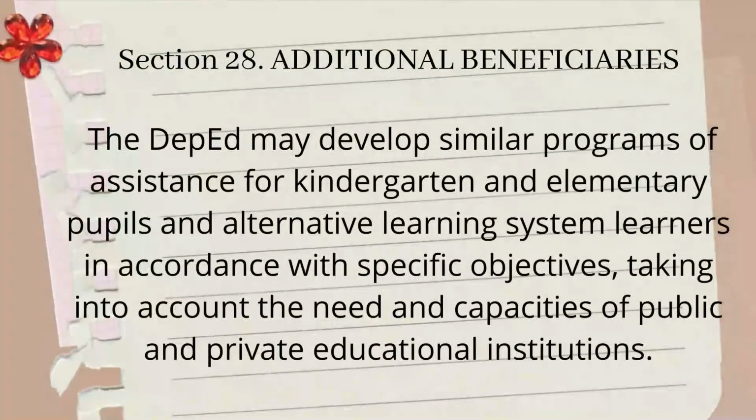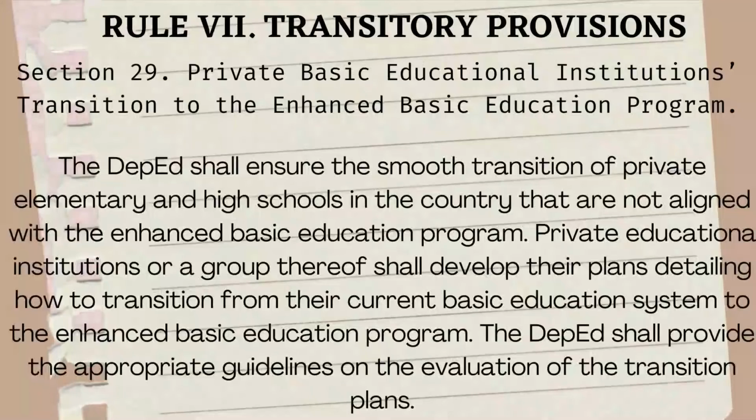Section 28. Additional Beneficiaries. The DepEd may develop similar programs of assistance for kindergarten and elementary pupils and alternative learning system learners in accordance with specific objectives, taking into account the need and capacities of public and private educational institutions. Rule number 7. Transitory Provisions. Under Section 29, private basic educational institutions transition to the Enhanced Basic Education Program.